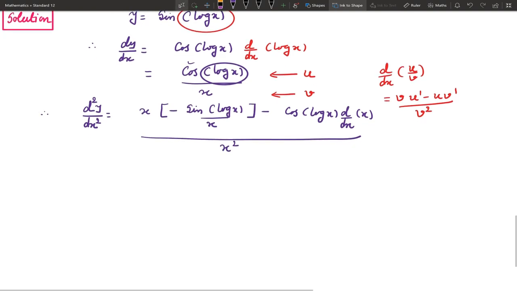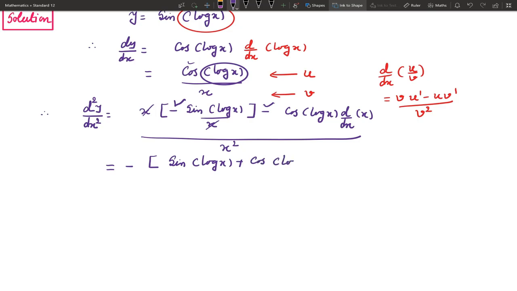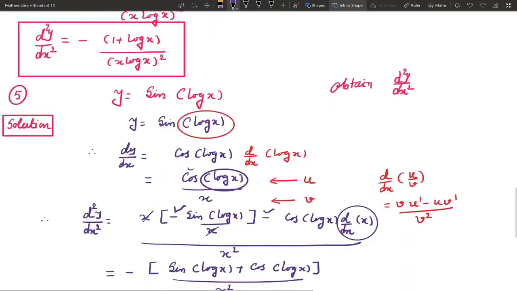So simplification is x cancel, we take minus sign common. So into bracket sine of log x, we have taken minus common, cos of log x, d by dx of x is 1, upon x square. So this is second order derivative.